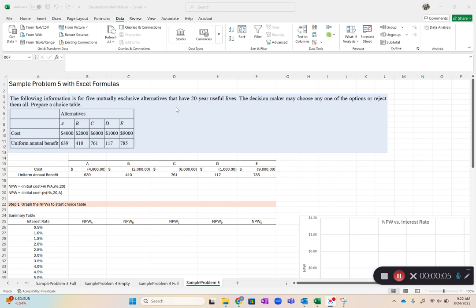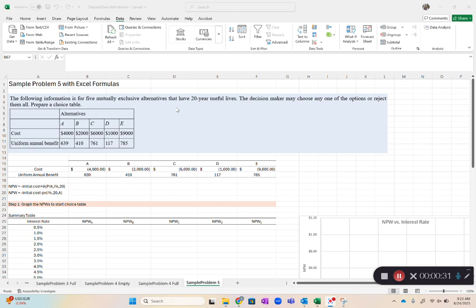I know we're always sad to see every chapter end, but we are going to do kind of our biggest, most comprehensive example so that we can put everything together and just see kind of the ugliest it can possibly be. Okay, so the following information is for 5 mutually exclusive alternatives that have 20-year useful lives. The decision maker may choose any one of the options or reject them.